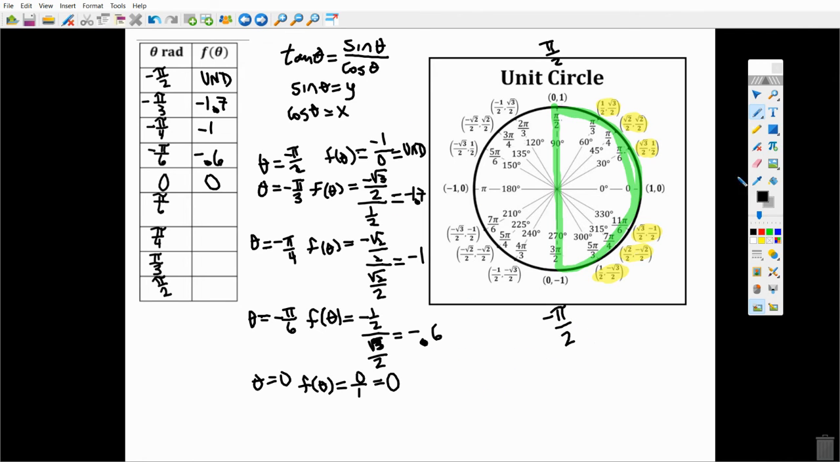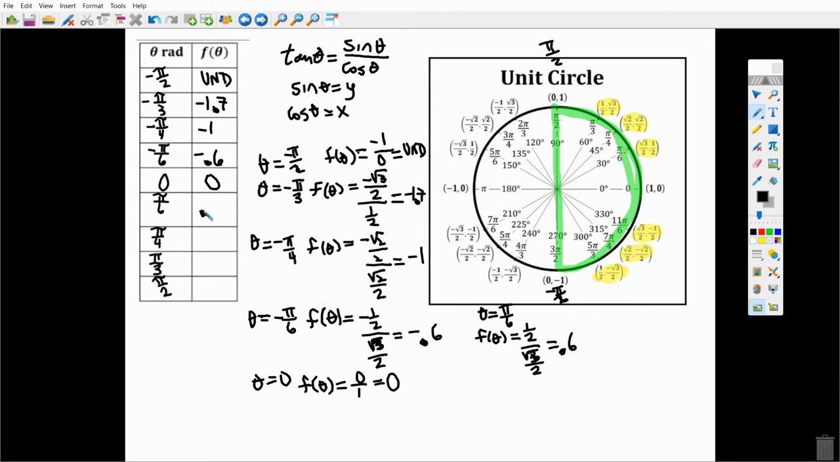Because of room, I'll write it down here, negative pi over 2. So at theta equals pi over 6, f of theta is going to equal 1/2 divided by radical 3 over 2. We did that over here, but we ended up with negative 0.6 because this was negative. This is going to be positive 0.6.